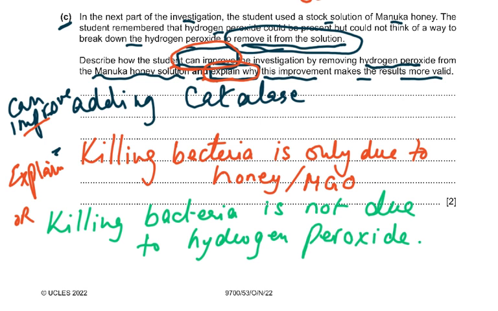So killing the bacteria is only due to the honey slash MgO. Or you could have said the killing of the bacteria is not due to the hydrogen peroxide. It must be the other thing which is killing it.